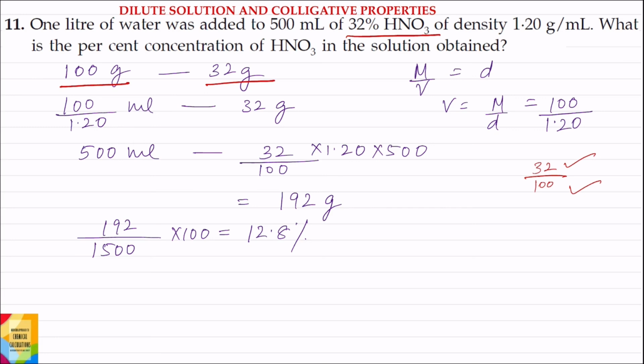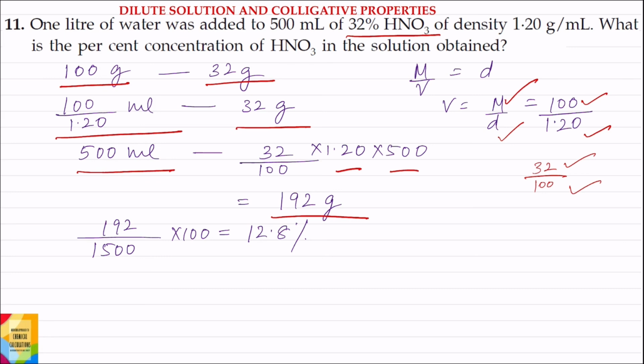Now we will convert this weight of solution into volume of solution. For that, divide mass of the solution by density, that is 100 divided by 1.20. So this is the volume of solution. So 100 divided by 1.20 milliliter of solution contains 32 gram of HNO3. Therefore, 500 ml of solution will contain 32 divided by 100 into 1.20 into 500, and this is equal to 192 gram of HNO3. Now, this is the weight of HNO3 present in 500 ml of solution.